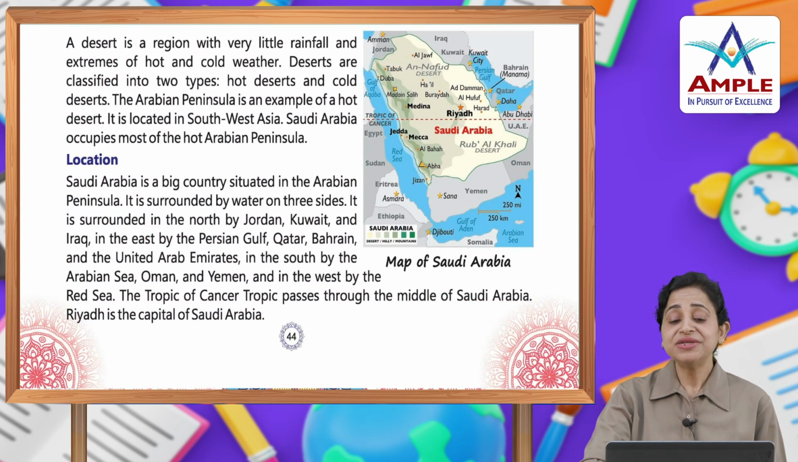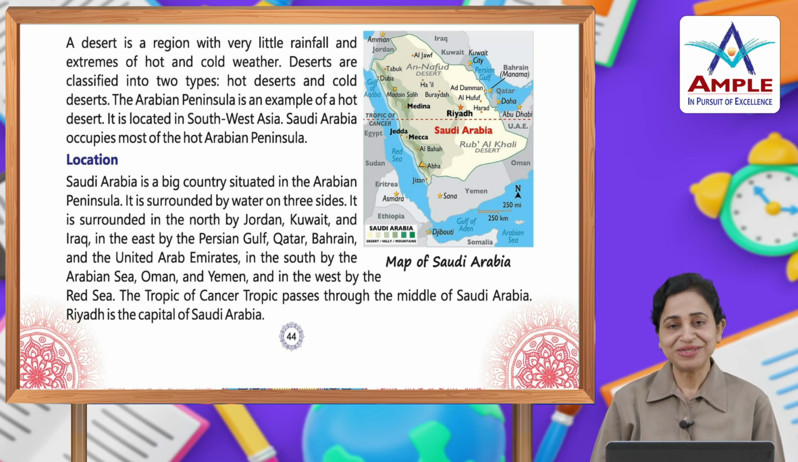A desert is a region with very little rainfall and extremes of hot and cold weather. Deserts are classified into 2 types. One is hot desert and another is cold desert. The Arabian Peninsula is an example of a hot desert and it is located in Southwest Asia. Saudi Arabia occupies most of the hot Arabian Peninsula.